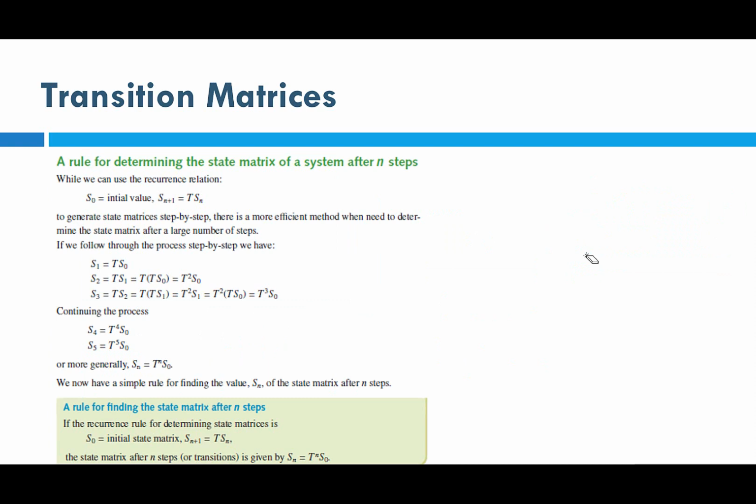A rule for determining the state matrix of a system after n steps. So our initial value, we know S of 0, and we know our rule, S of n plus 1 equals T S of n, to generate the matrices step by step. So if we follow through the process step by step, we have our initial state matrix, S1 equals T S0, which you've done before, S2 is T S1, S3 is T S2, and so on. We've done this. Continue on this process. S of 4 equals T to the power of 4, S of 0. S of 5 equals T to the power of 5, S of 0 as well.